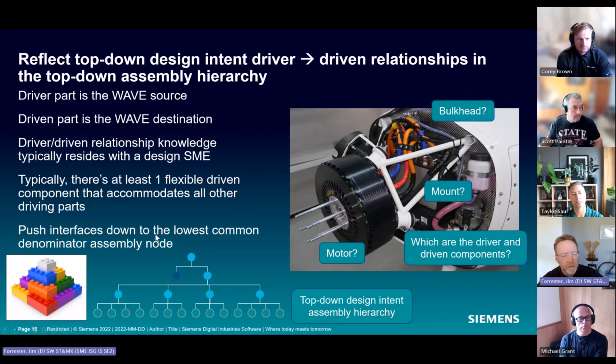Push interfaces down to the lowest common denominator of the assembly. In other words, don't do everything up here. Try and get everything down below. Less is more at the top, and more is more at the bottom.